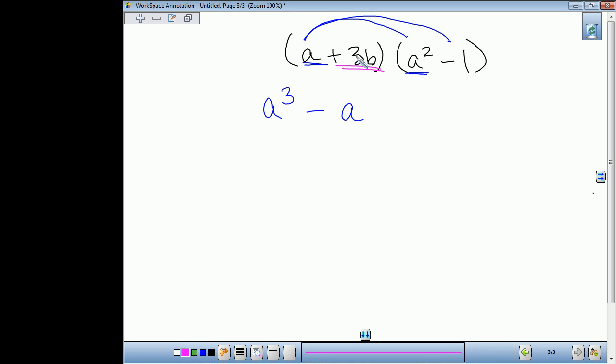All right, now we're going to distribute the second one through. 3b times a squared is a positive 3a squared b. Now, when we write a term, we take our variables and write them alphabetically.